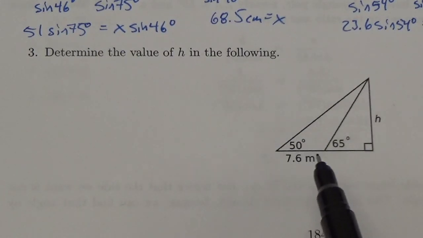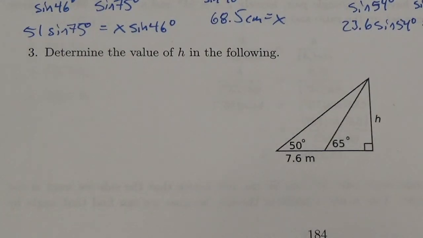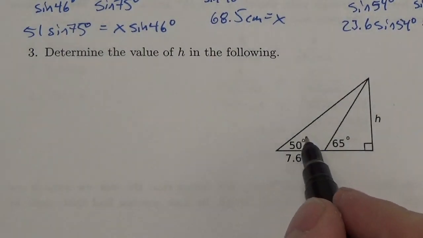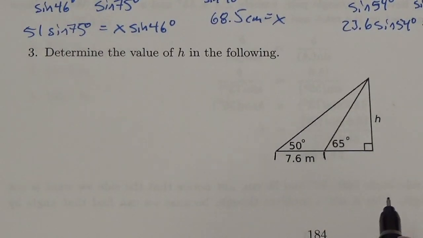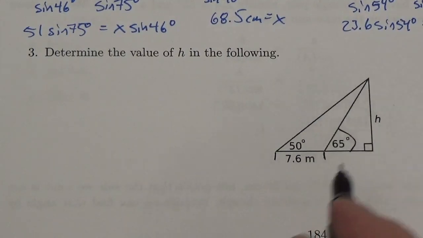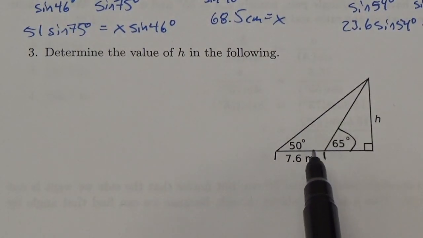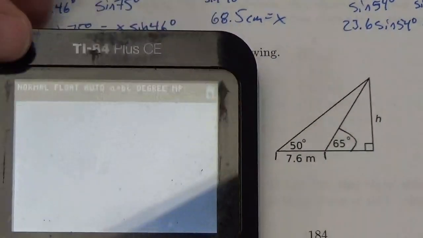But for this triangle right here, I actually do have enough information. I've got to find it though. I know that this angle here is 50, and I know that this length right here is 7.6. Now, this angle here is 65 degrees, but that means I can figure out what this angle is on this side, because when these two are added together, they should be 180.